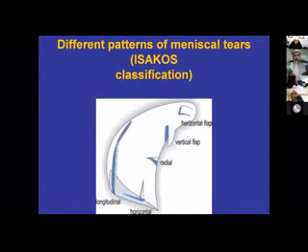And ISAKOS classification of the same morphological tears that we observed previously is also shown here, more or less the same: horizontal flap, vertical flap, radial, and then horizontal and vertical tears as shown in this picture.